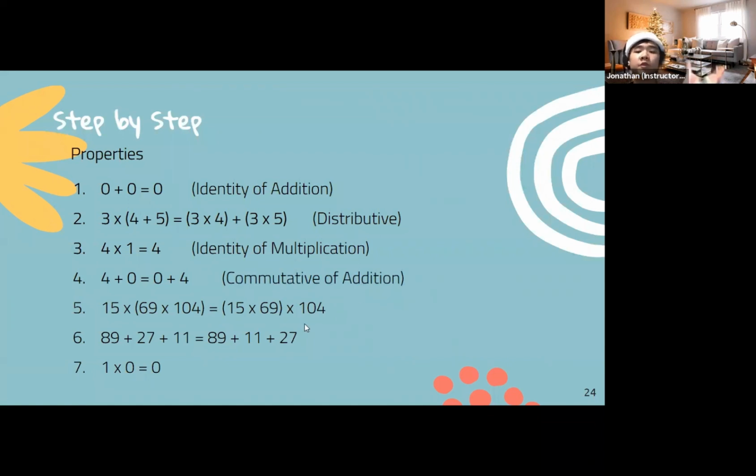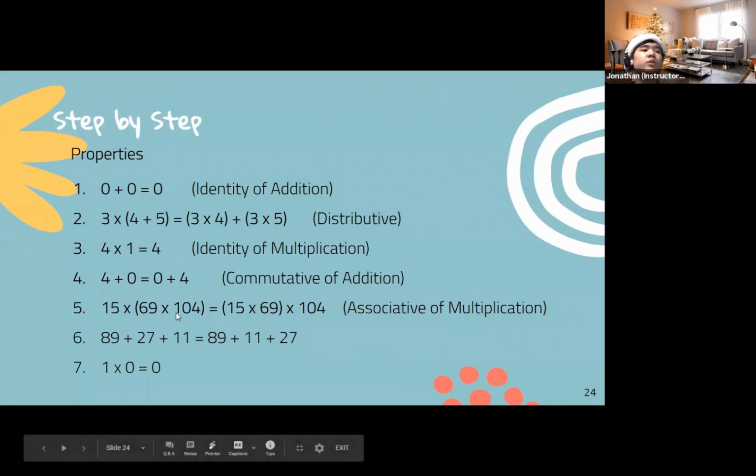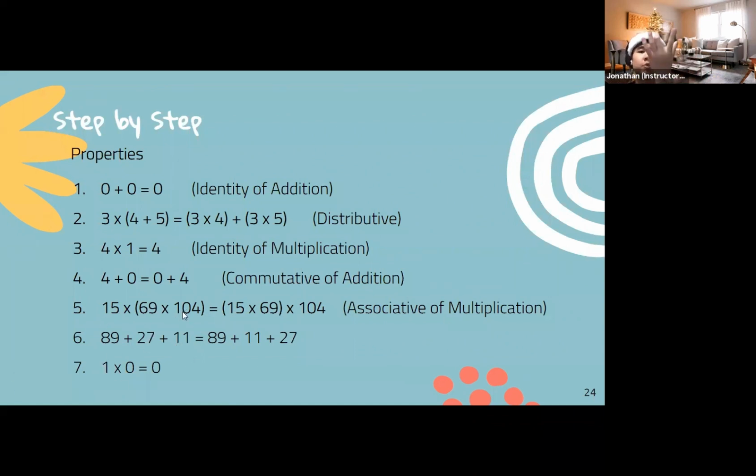And we see for number 5, the parentheses have been moving. So that means it's associative, because the parentheses are moving. And then for the last one, for number 6, we swapped 2 terms. So what does that mean? When we swap 2 numbers, it's commutative.